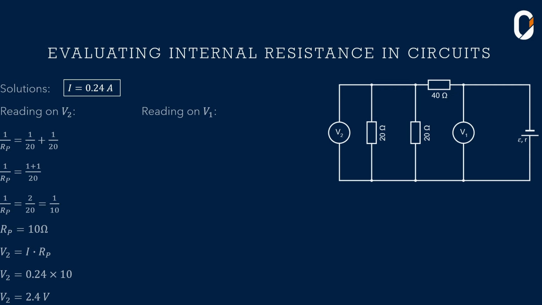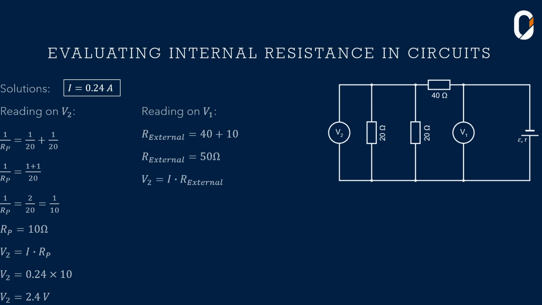Before we even start, let's assess our circuit. V1 is measuring the total voltage across the cell, across all the resistors, and hence it will require the total resistance in that circuit. To calculate the total resistance, we say R external is equal to 40 plus 10. The 40 is the 40 ohm resistor, and the 10 is the equivalent resistance of the parallel connection, and hence the total external resistance is 50 ohms.